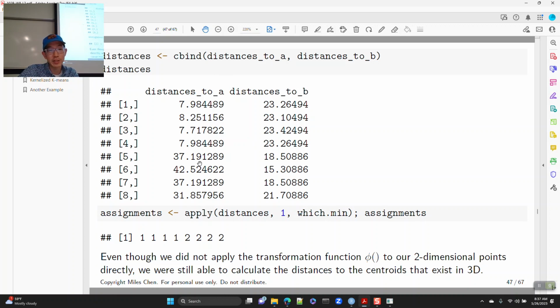So I can look at these values and say, okay, between the two values, which one's smaller? Which one's the minimum? So we'll say column 1, column 2 over here, and those are going to be our assignments. And we would just do these steps of calculating the distances and then reassigning the points.